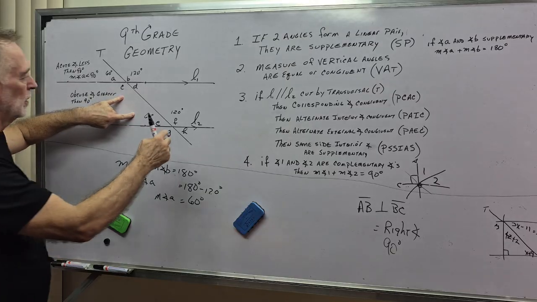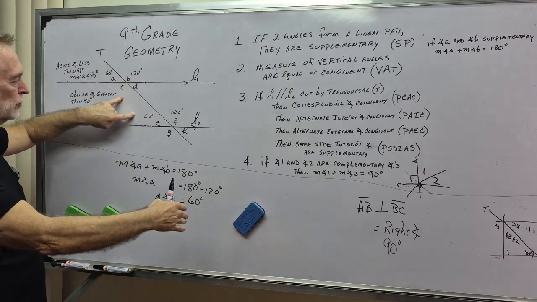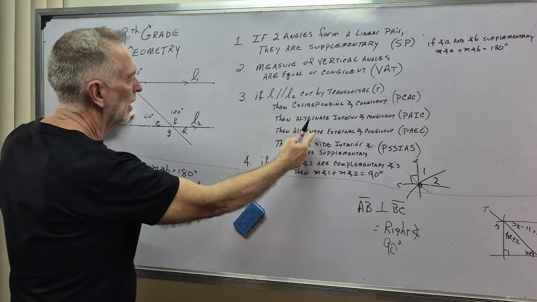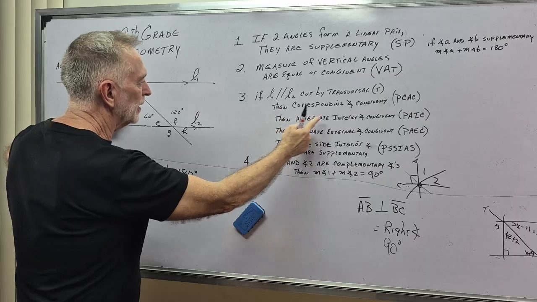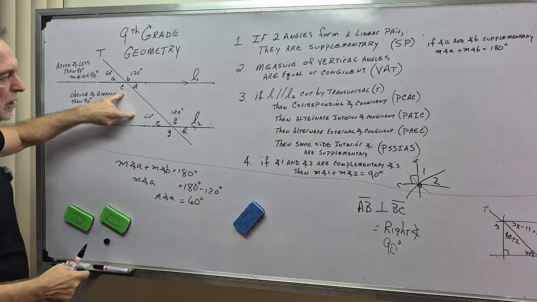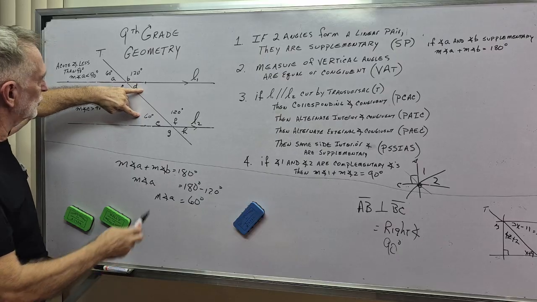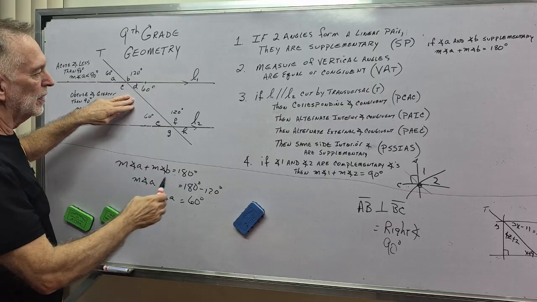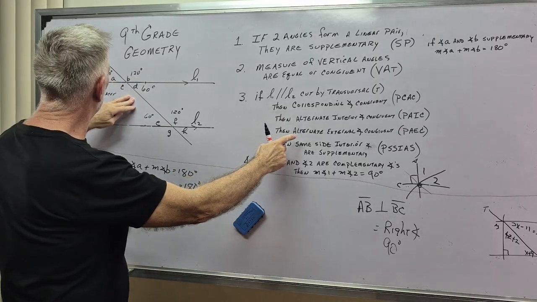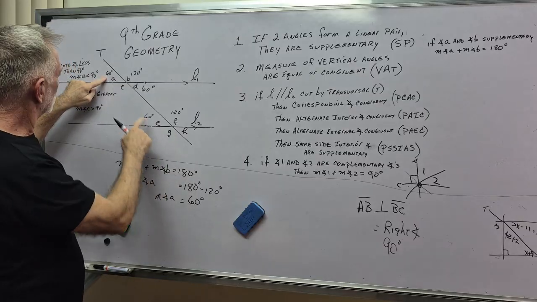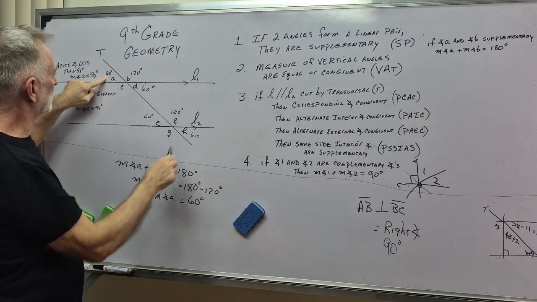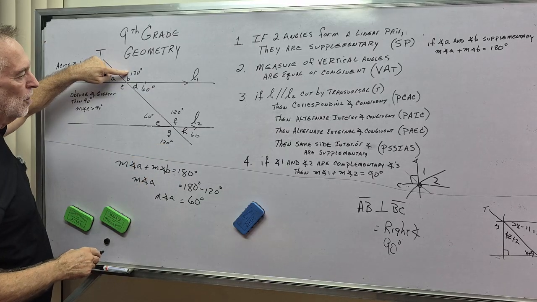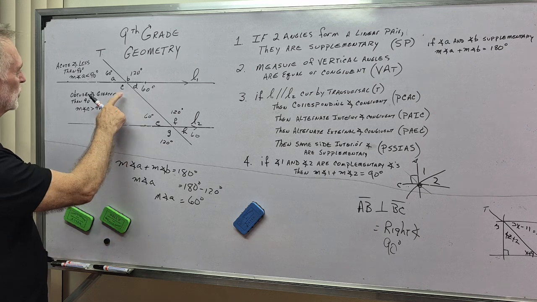Now this one, I have parallel lines. I have a transversal, which means the alternate internal angles are congruent, which means that one is 60 degrees. It also means the alternate external angles are congruent. This one's 60, that one's 60. This one and G are alternate external. What's left? This one here.